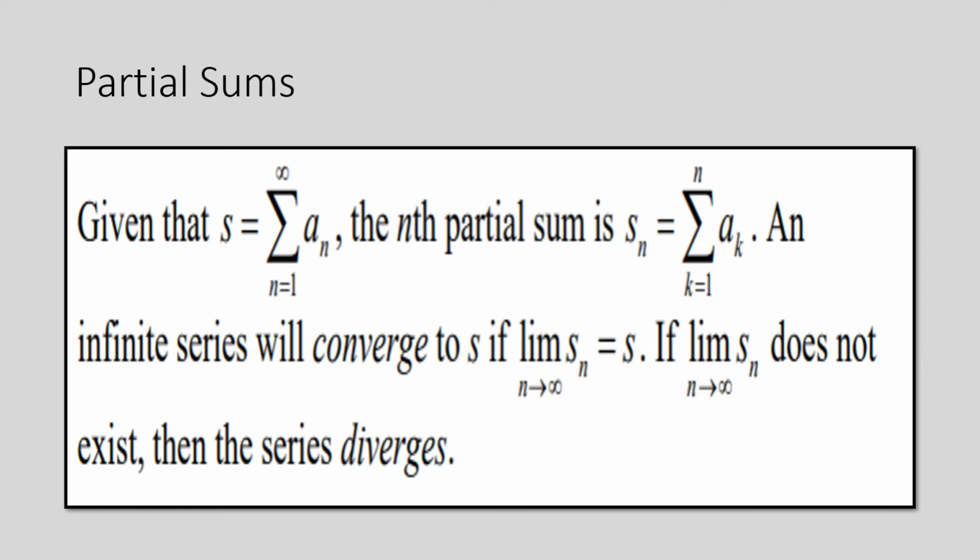Now, some sequences and some series, we can count all the way up. We can add all the way up to infinity. If the limit of that series goes to a number, we say that it converges. And if it doesn't go to a number or if it goes to infinity, we say it diverges.